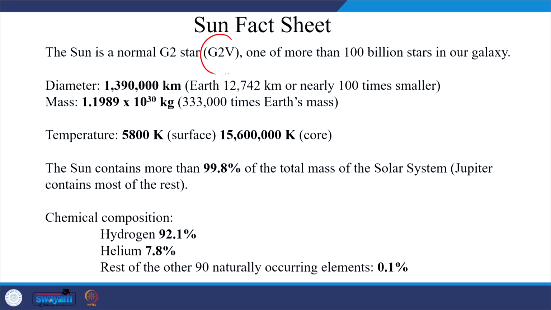So the sun is a normal G2 star. The classification is G2V, which is one among more than 100 billion stars in our galaxy itself. So it's not a huge star, nor is it a dwarf of very small size. It is just a medium range star, which is very commonly found. If you put the distribution of, let's say, size versus number, then it would be lying somewhere in between.